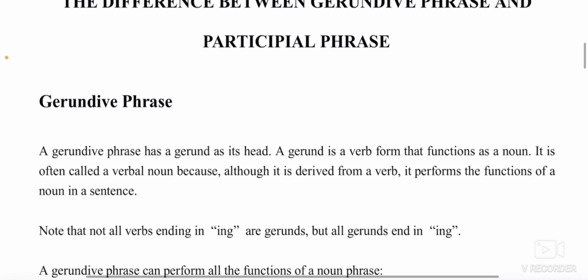Alright, a gerundive phrase has a gerund at its end. I'm going to tell you what a gerund is. A gerund is a verb form that functions as a noun. It is often called a verbal noun because although it is derived from a verb, it performs the functions of a noun in a sentence. It has the form of a verb, but the function is a noun function. Or let me say it functions like a noun in a sentence.